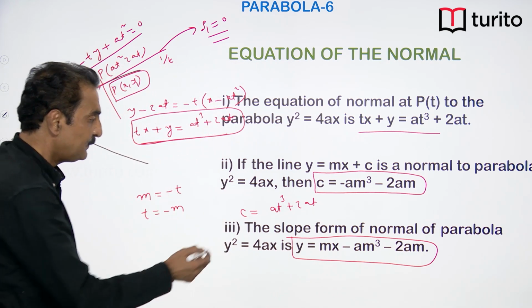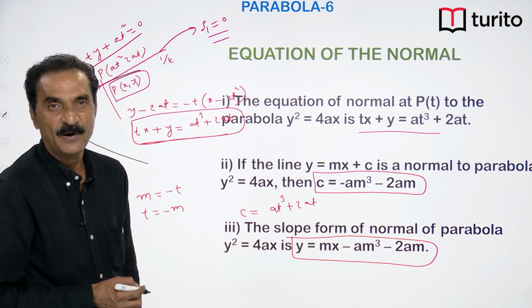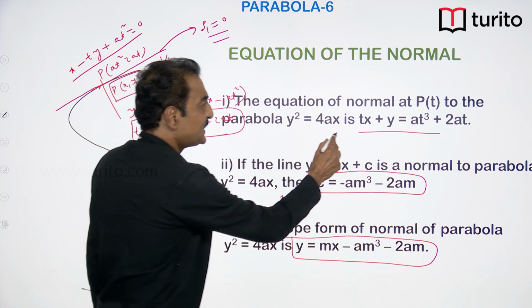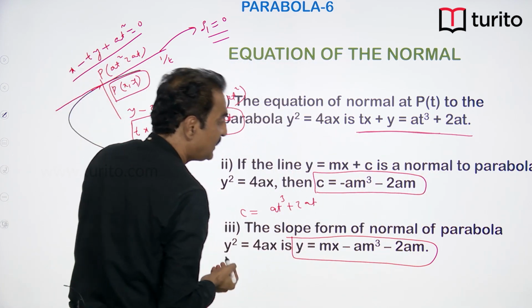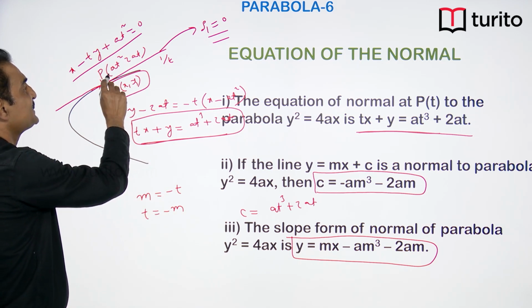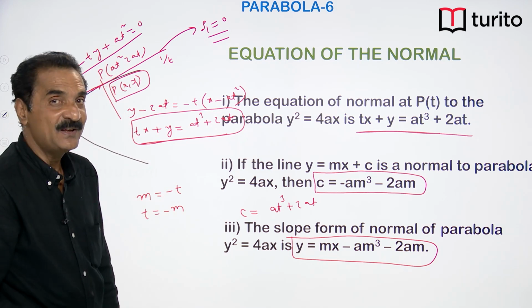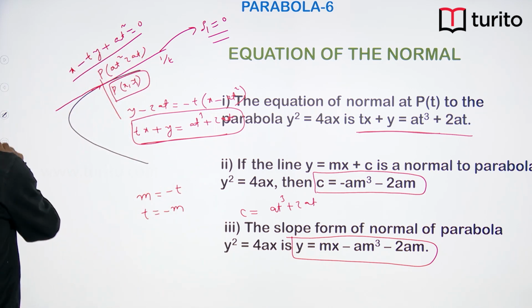Next, if this is a normal, suppose you want the point of contact. If this is a normal, the point of contact is at square, 2at. If this is a normal, what is the point of contact? Taking t is equal to minus m, am square comma minus 2am will be the foot of the normal. Next point.